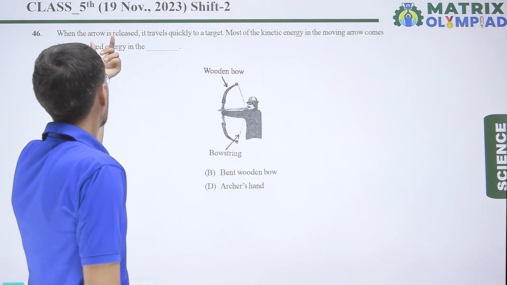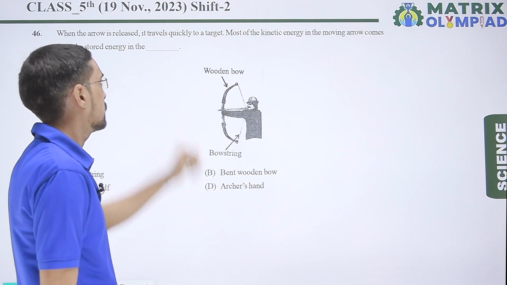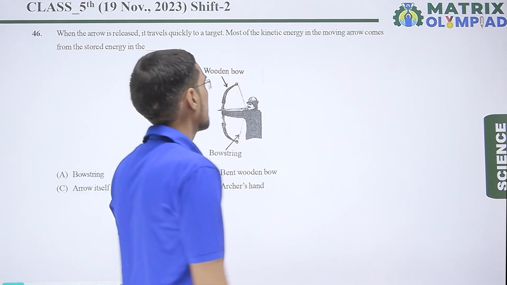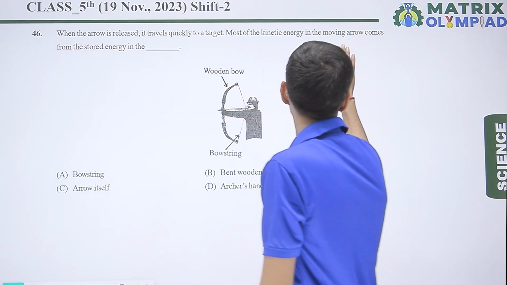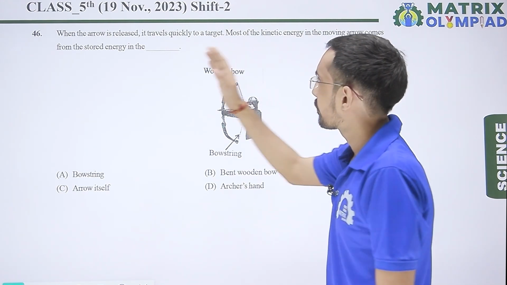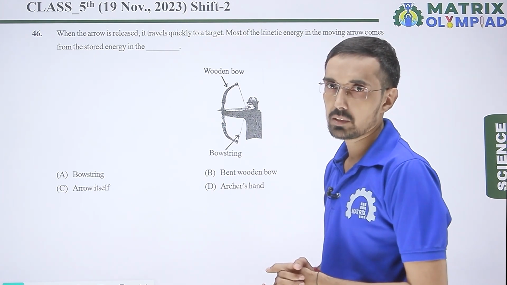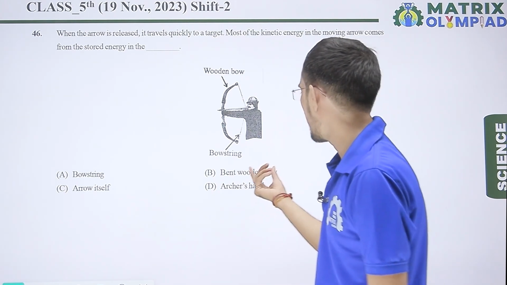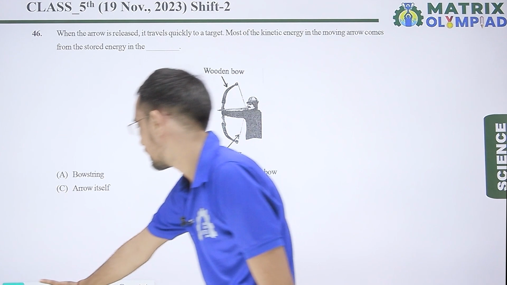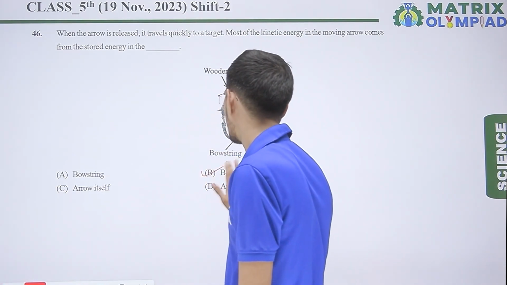When the arrow is released, it travels quickly to target. Most of the kinetic energy in the moving arrow comes from the stored energy. From where will the maximum energy come? It will be the bent wooden bow. Correct option will be option B.